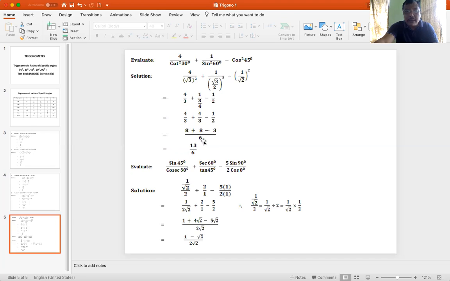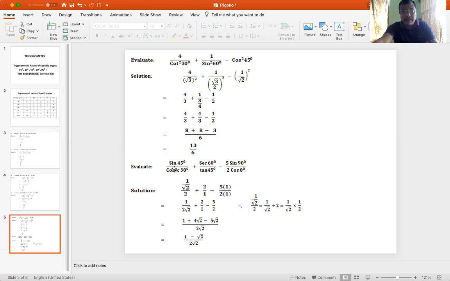Now 3, if you divide 6, we get 2. 2 into the numerator 4, we have 8. So we write here 8 plus. Again, here 3, if you divide 6, we get 2. Now 2, if you multiply the numerator 4, we get 8. So we write here 8 minus. Here again, 2, if you divide 6, we have 3. 3 into the numerator, which is 1, 3 into 1 is 3, so we write here 3. So in the end, we have 8 plus 8 to be 16 minus 3 is 13, so we get here 13 by 6.